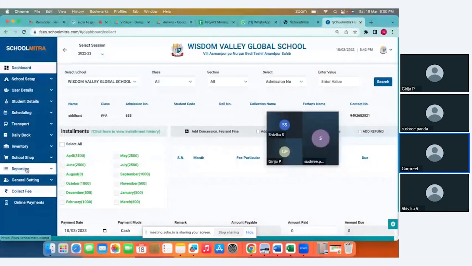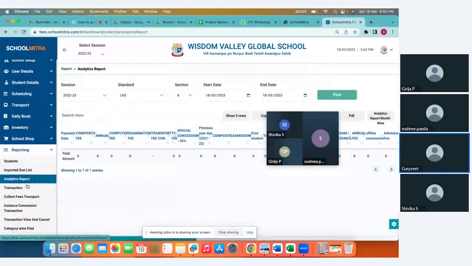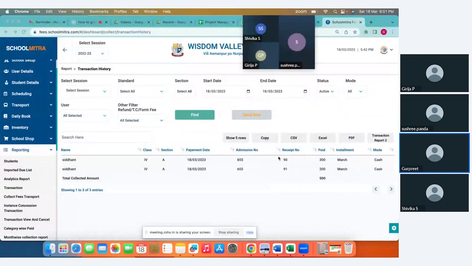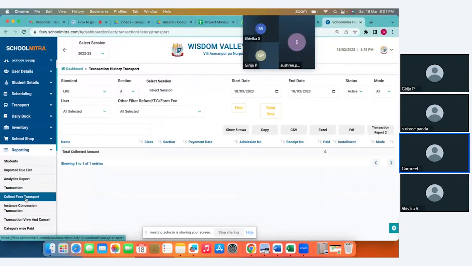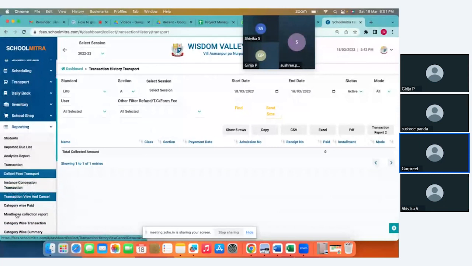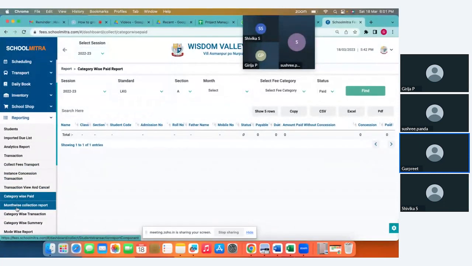And then there is a whole set of reports, more than 85 reports, that are available at the discretion of a school. You want to have the analytical report class-wise, you can have that. You want to have a transaction report for every class, you can have that. So right now we collected this amount, receipt number, everything comes over here. You want to have transactional details, you can have that. You want to see a separate transport fee report, you can have that. You can have all the instant concession transactions. You can have the mode-wise collection. You can have the category-wise fees payment. So loads and loads of reporting is available to suit all the purposes the school is looking for.